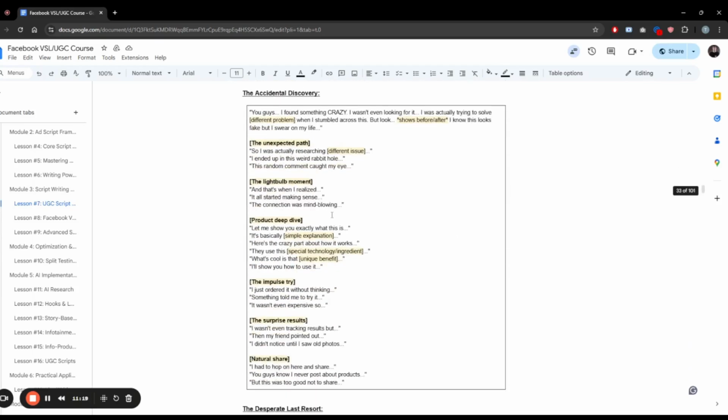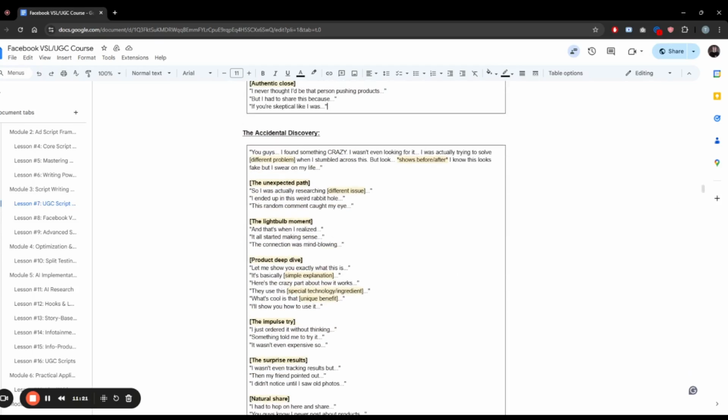Another template is the accidental discovery. So you can start by saying something like, you guys, I found something crazy. I wasn't even looking for it. I was actually trying to solve a different problem. For example, if it's skincare, you can say, I was actually trying to solve my dry and brittle hair when I stumbled across this. And let's say it's something about skincare, but look. And then you show like before and after of skincare or oily skin. I know this looks fake, but I swear on my life.